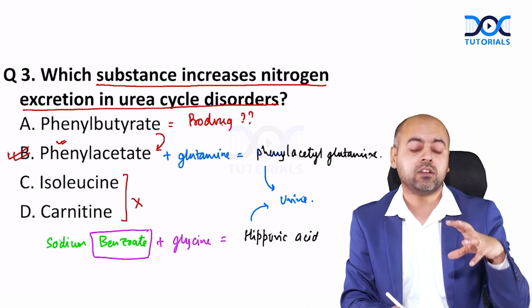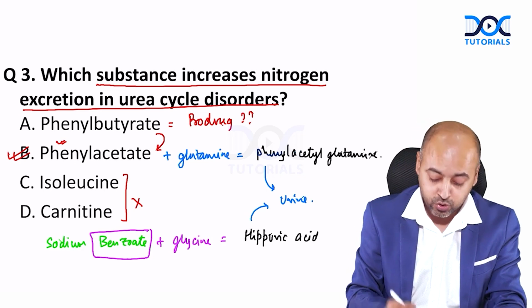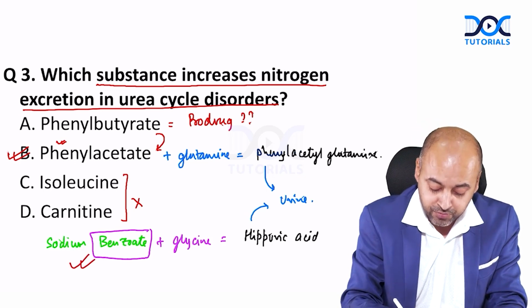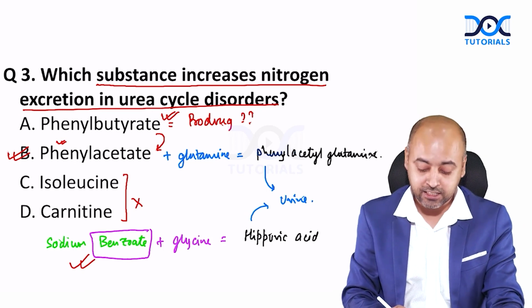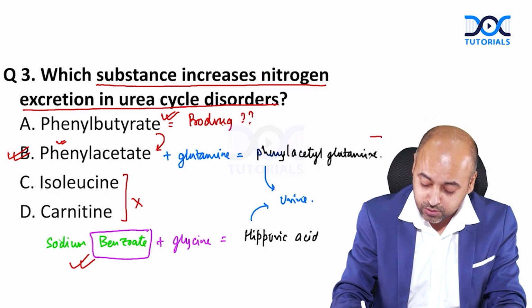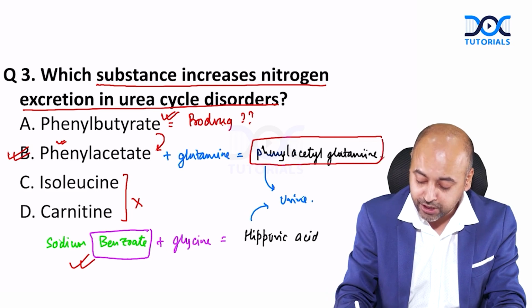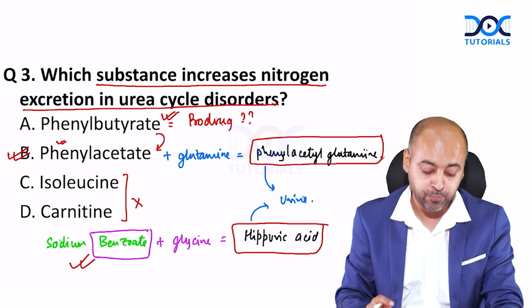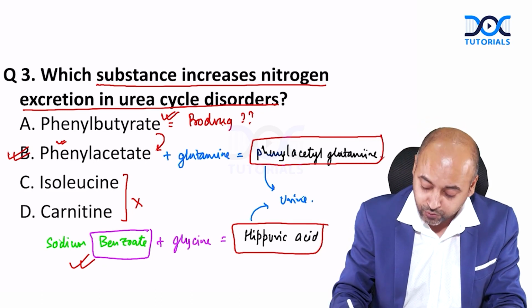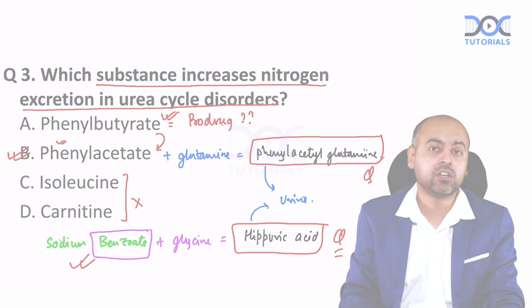So two molecules which can increase the nitrogen excretion in urea cycle are the sodium benzoate and phenyl butyrate, the prodrug, which gets converted into the phenyl acetate. The two molecules which help in the excretion of nitrogen are the phenylacetyl glutamine and the hippuric acid. Very frequently you will get the question on these 2 points.